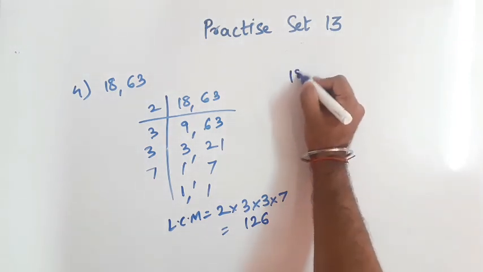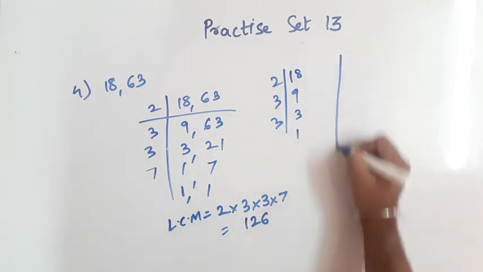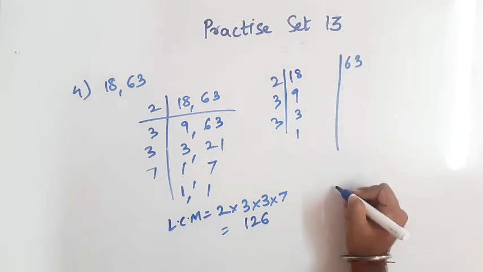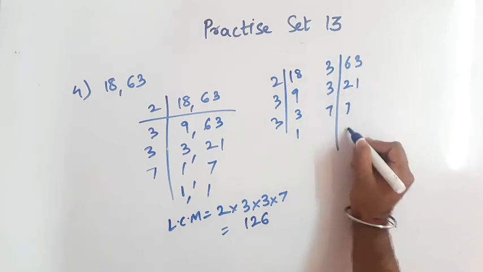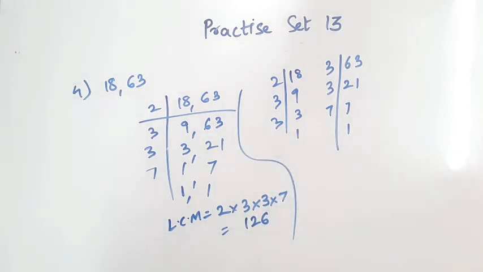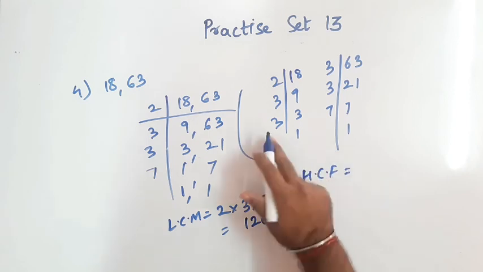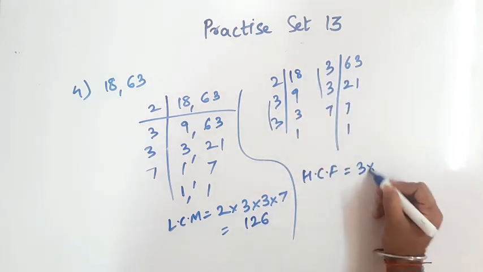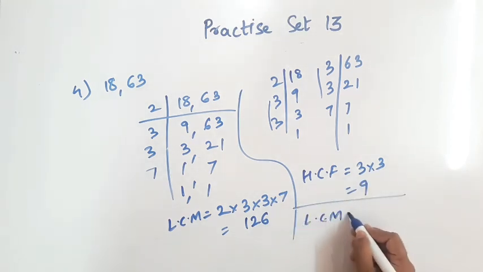Then we have the HCF. 18: 2, 9, 3, 3 and 3, 1. What about 63? 63 is 3, 21, 3, 7, 7, 1. Now HCF, you can see 3 times 3 here and here also. So HCF is 9. Let us multiply LCM into HCF.